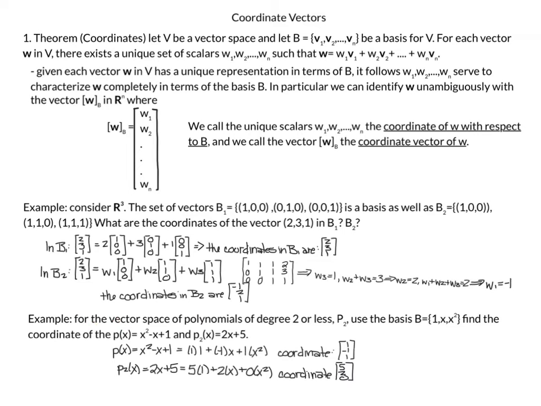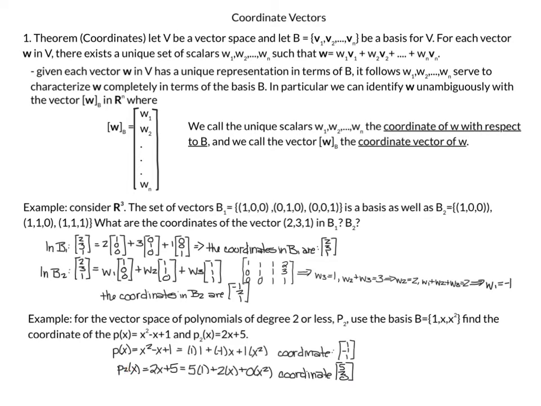Last, we can look at the vector space of polynomials of degree 2 or less, which we designate as P2. We're going to use the basis 1, x, x squared. We want to find the coordinates of the polynomial x squared minus 1 plus x, and also this second polynomial, 2x plus 5. The coordinates of our first polynomial, x squared minus 1 plus x, are 1, negative 1, 1, because this polynomial is equal to 1 times our first basis vector, which is 1, minus 1 times our second basis vector, which is x, plus 1 times our third basis vector, x squared. And you can see that this is exactly equal to our polynomial.